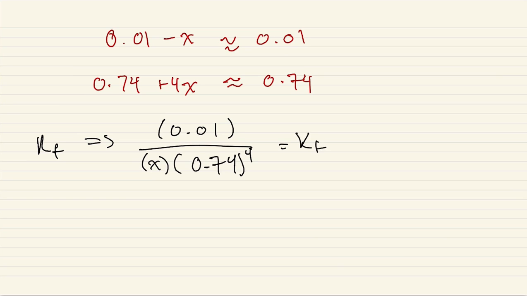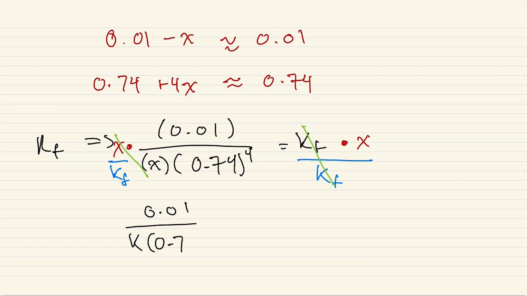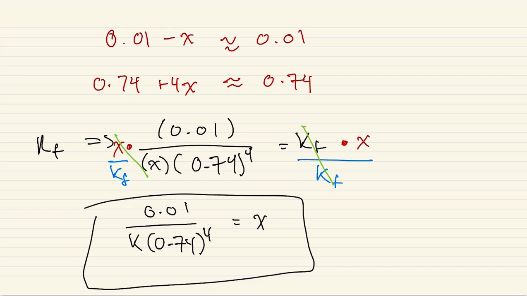So if that equals Kf, then we can just multiply both sides by x, and divide both sides by Kf to isolate x. That gets rid of Kf on this side and gets rid of x on the other side. We get 0.01 over Kf times 0.74 to the fourth power equals x. And then we would just get our equilibrium concentrations by just plugging in x to our expressions that we had before.